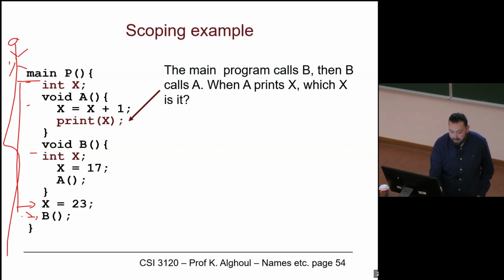I have X equal 23 now. Now I went to B. Okay, so I'm here. You declare a new variable X, X equals 17. That's specifically for B, so that doesn't affect the global X. And then you go to A. A is not in the scope of B, so you go back to the first X, which is still 23. You add 1 to it, it becomes 24. You print 24. Very good, guys.